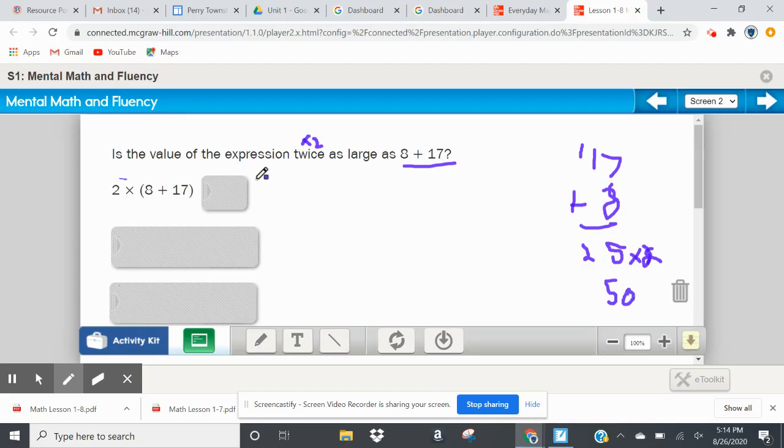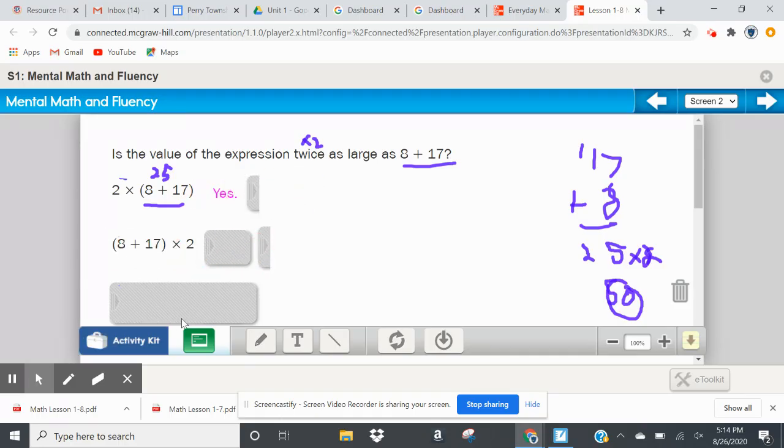So is the expression at least twice as large as 8 plus 17? Okay, so twice, double 25. So I'm looking for at least 50. Let's look. 8 plus 7. 8 plus 7 was 25. Times 2 equals 50. So is that at least twice as large? Yes, it is. What about this one? 8 plus 7 is 25. Times 2 equals 50 again. So that's, yep, twice as large.